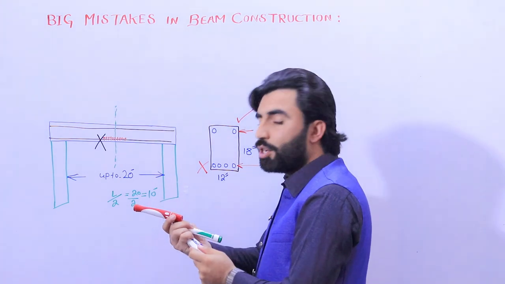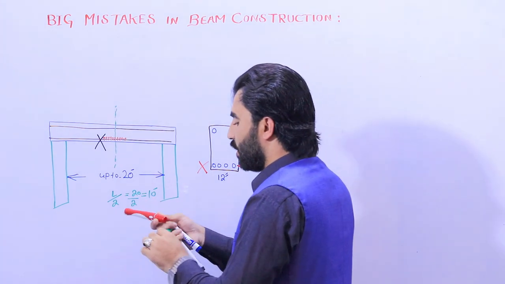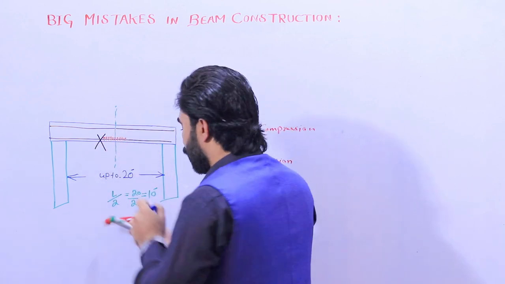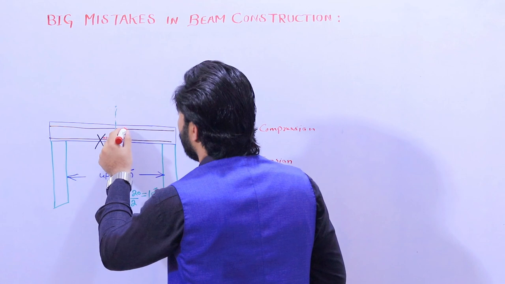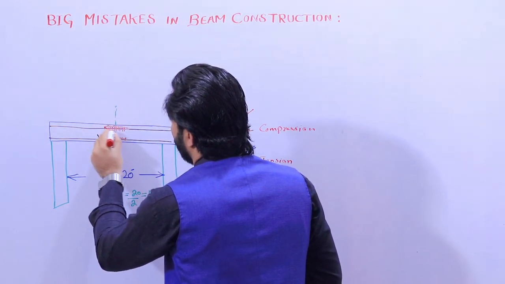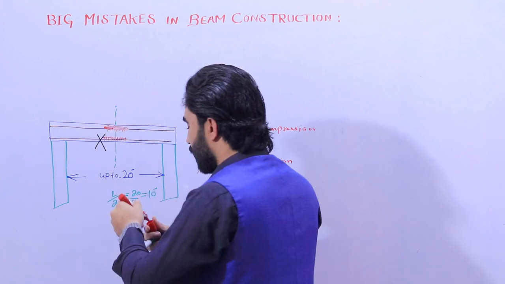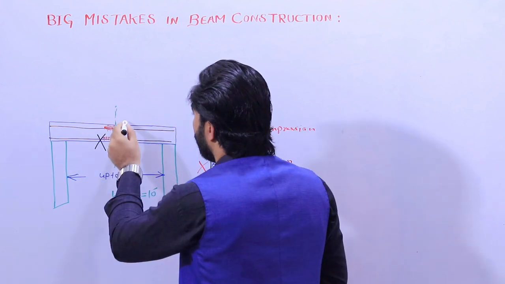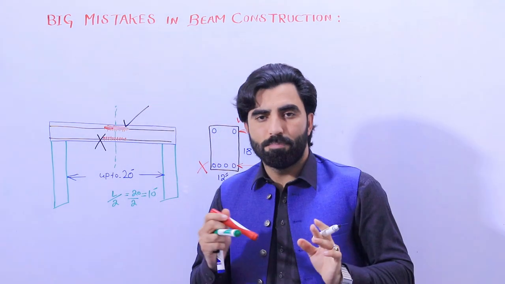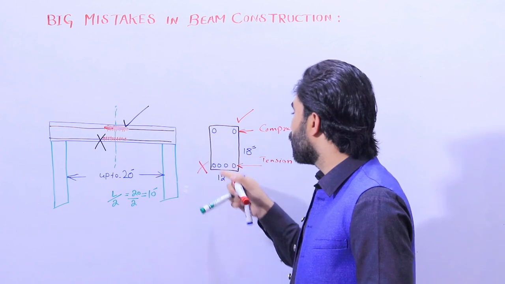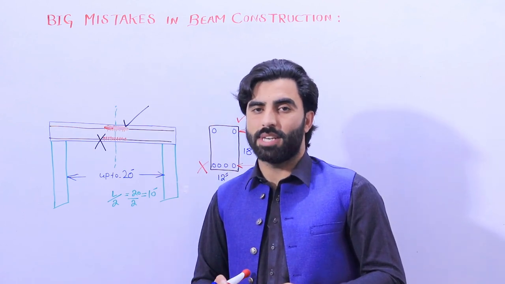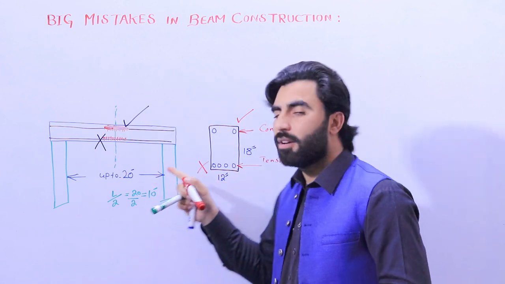But if you need to extend the length of the steel reinforcement in the beam, this is the upper portion. So in the upper portion of the beam, you are allowed to provide lapping. So here, guys, you can provide the lapping. You can provide the lapping here. So this is the correct way, as you can see here. But here, in both the tension zone and the compression zone, they provided lapping. So this is one of the big mistakes in the construction of this floor beam.